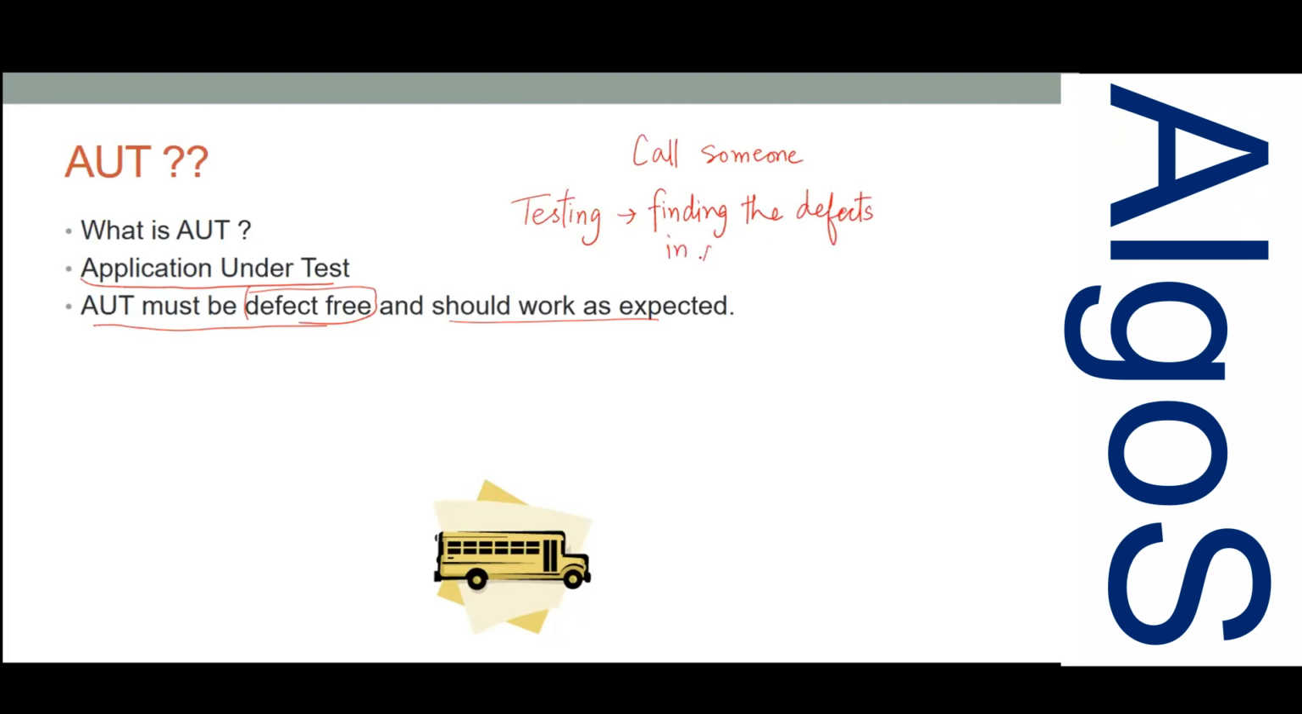In application under test. That is what testing is about. Right? Finding the problem in the software, what is not working in the software. So AUT must be defect free and should work as expected. Right? So ideally, the software which is created should work as per the specification, as per requirements given by the client.